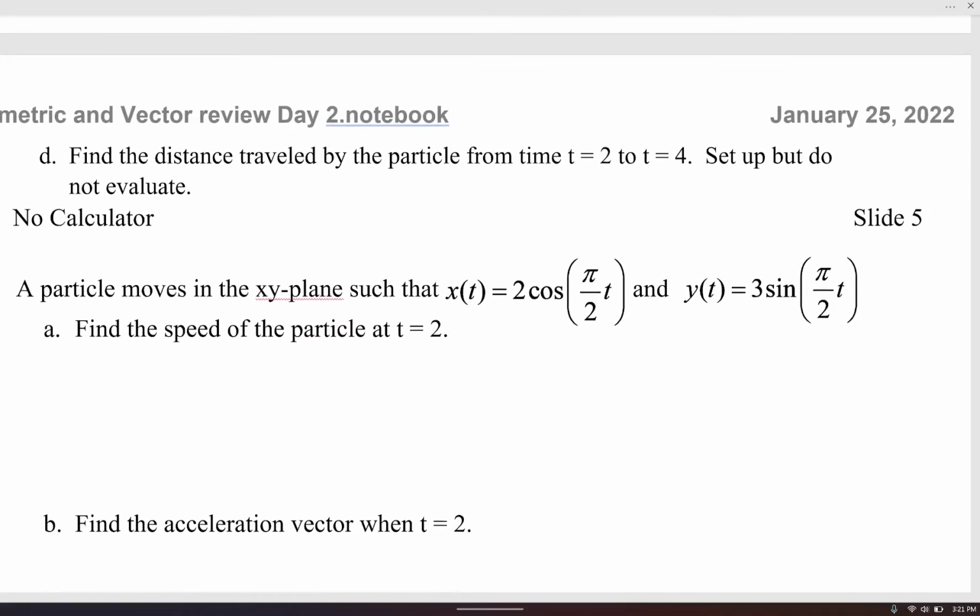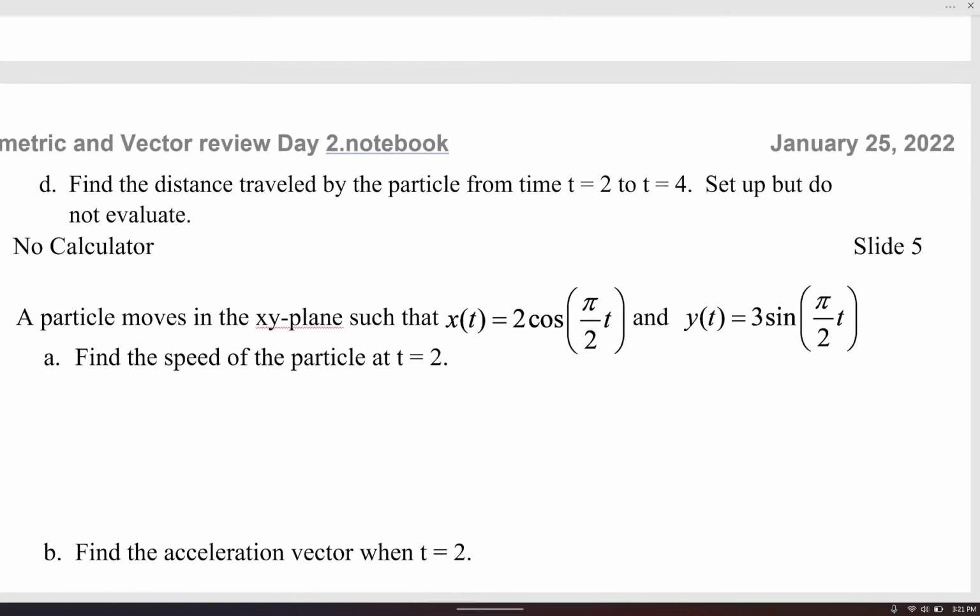Find the distance traveled by the particle from time t equals 2 to t equals 4. Set up but do not evaluate. Distance traveled would be the integral from 2 to 4 of the square root of (square root of t over e to the 2t, squaring that) plus tangent squared of t dt.